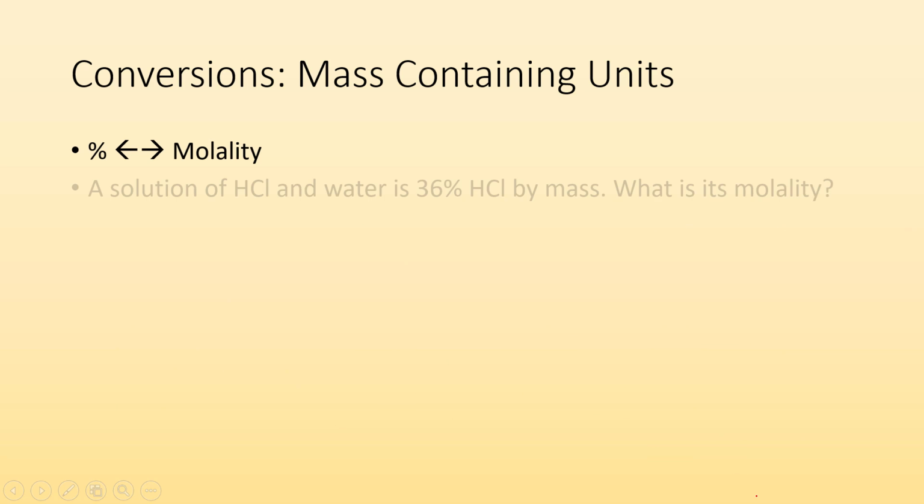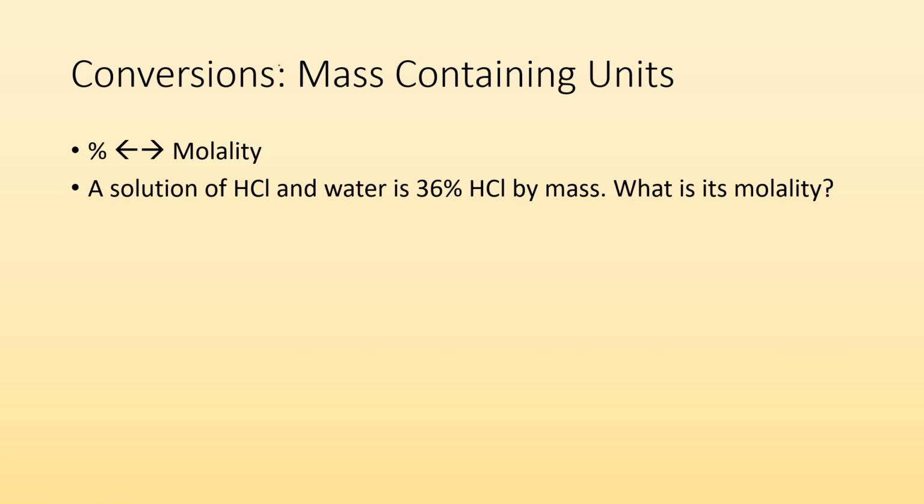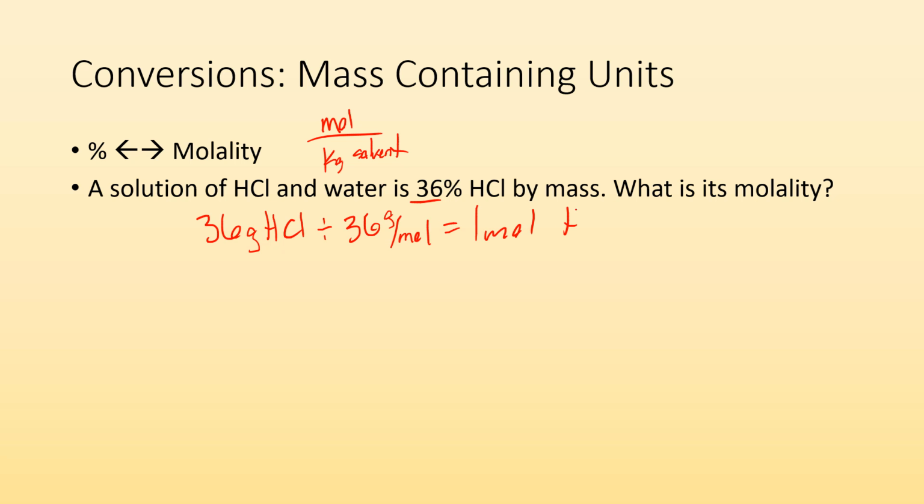So percent and molality. How are we going to do that? All right, so for percent and molality, same idea, assume 100 grams, right? So we know that molality is moles of solute divided by kilograms of solvent. So if I said I had 100 grams, it tells me that I have 36 grams of HCl. I need moles, so convert that by dividing by the GFM, 36 grams per mole. I get 1 mole of HCl.